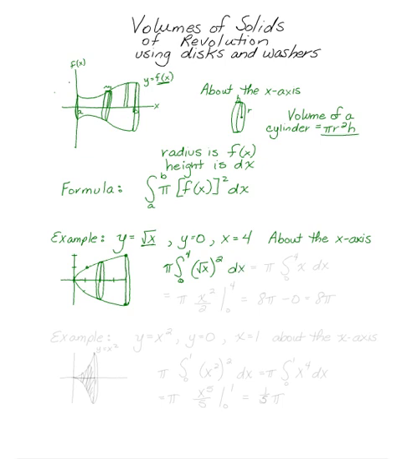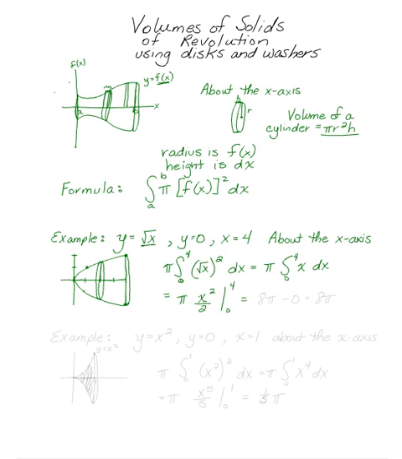and we're integrating with respect to x. So if I integrate this, I'm just going to have pi. We'll get the integral from 0 to 4. The square root of x squared is just x dx. If we integrate x, that's x squared divided by 2. We're going to evaluate that from 0 to 4.